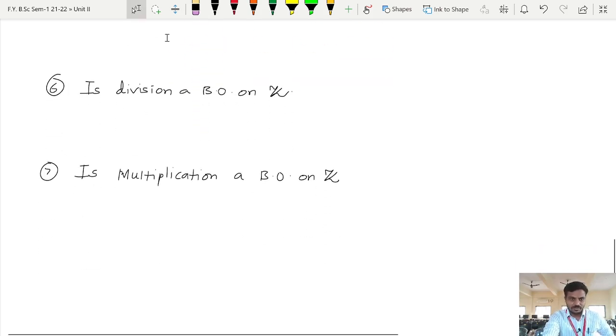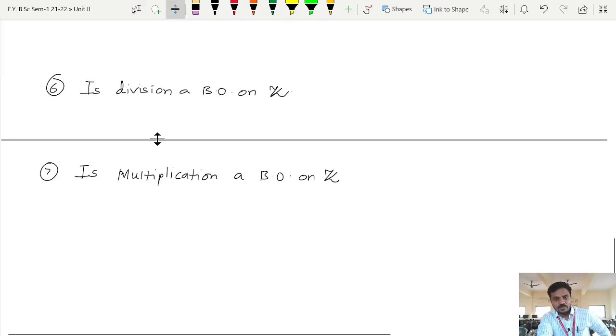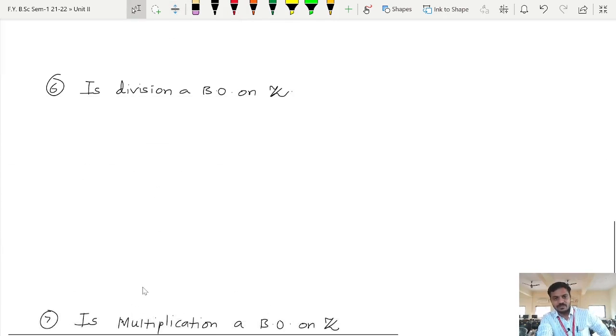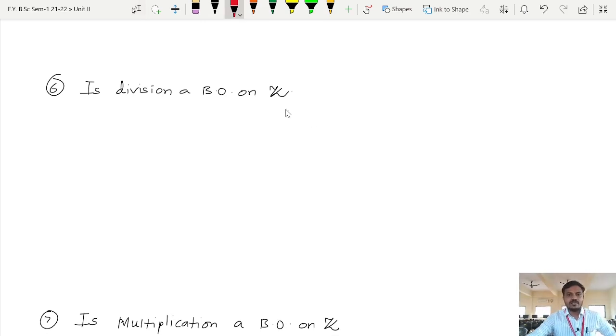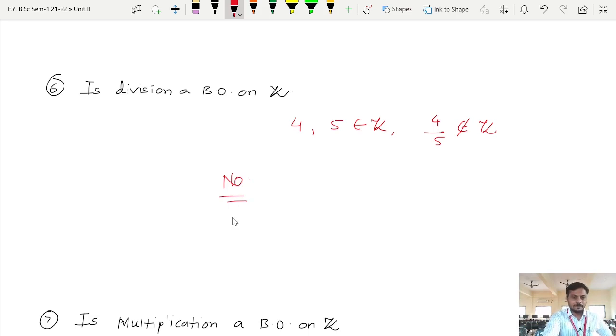What about division? Is division a binary operation on the set of integers? If you take any two integers and divide them, we should get an integer back. Suppose I take 4 and 5, what is 4 divided by 5? Is it an integer? No, right? So therefore, division is not a binary operation on Z, that is the set of integers.